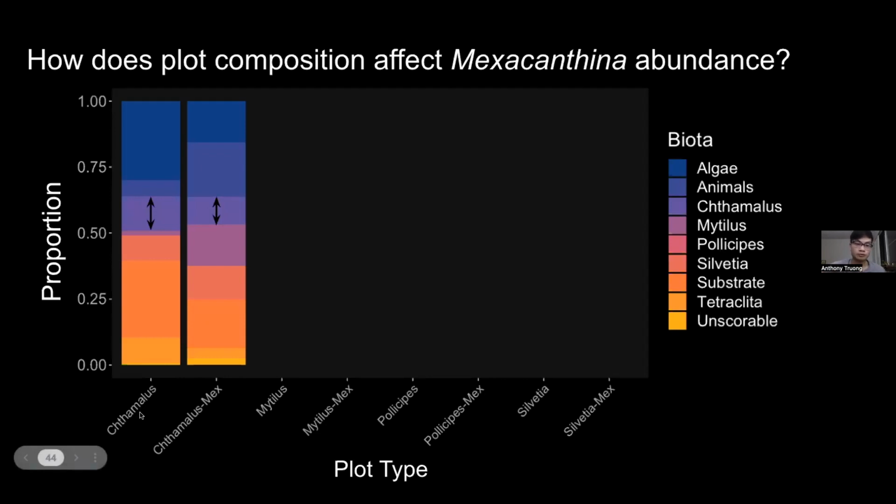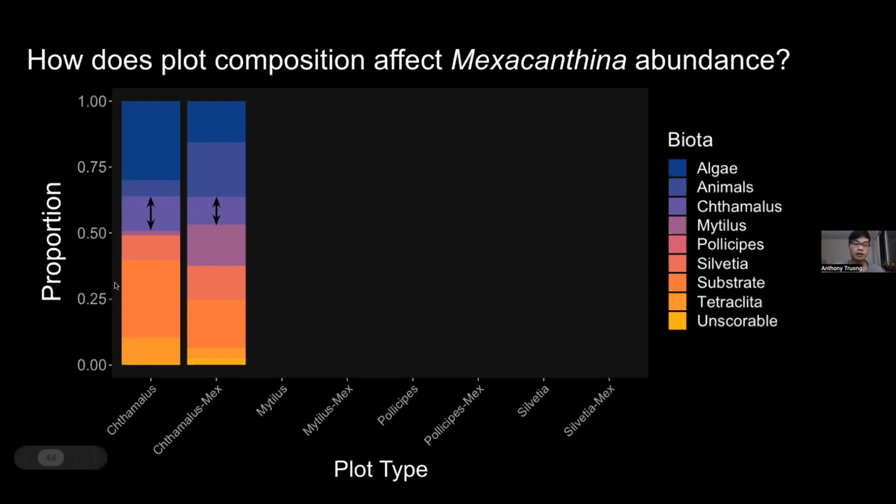So for example, I have here on the y-axis of this graph the proportion of the plot that each species is taking up. And paired with that chart is the proportion of the species that Mexican Thyna is in contact with. So for Thamylus, if I wanted to look at whether or not Mexican Thyna is aligning itself with barnacles more often than not, then I would see if the corresponding proportion of barnacles is similar.